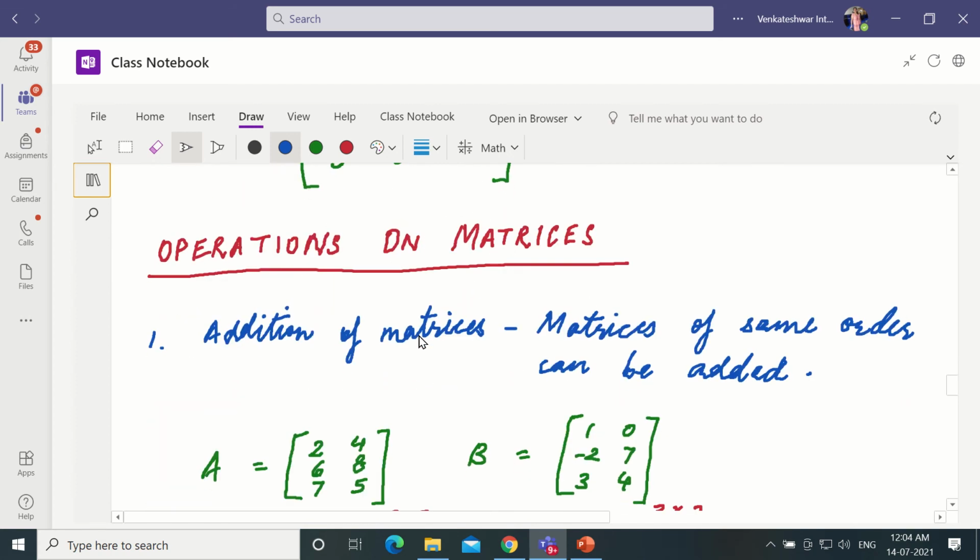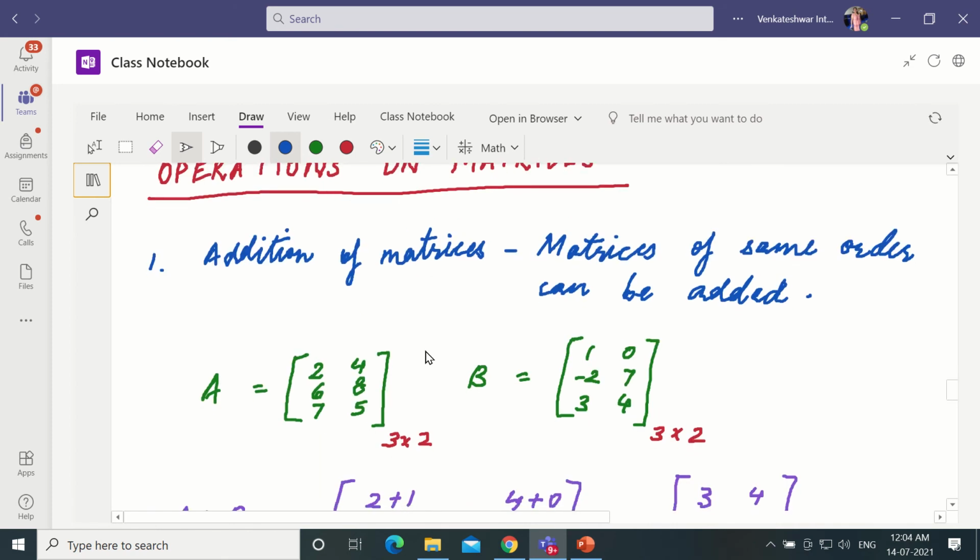Let's now talk about the various operations that we can perform on matrices. The first and foremost is addition of matrices.